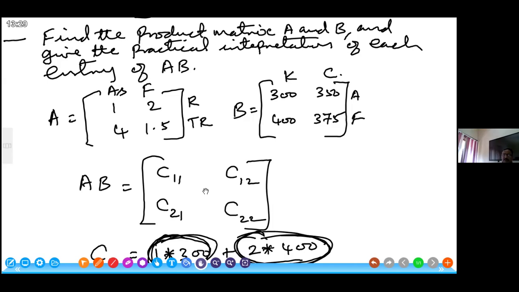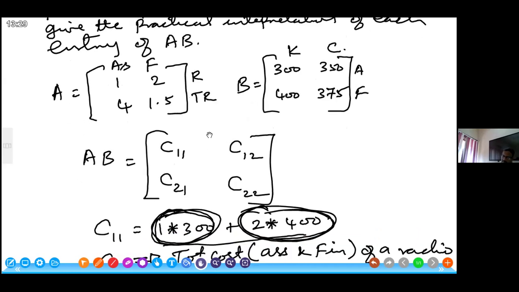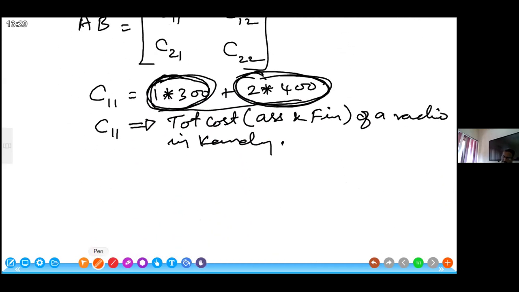What about C12 then? What is C12? Anyone? How can we write it?